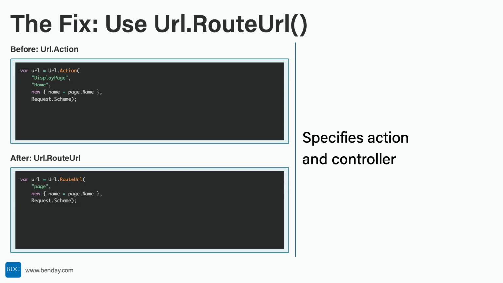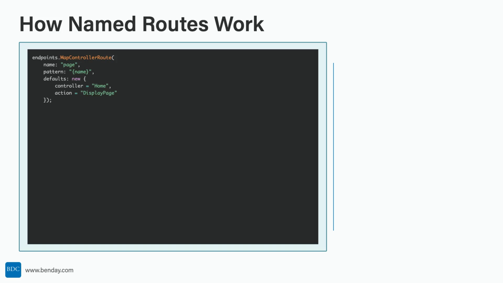The old code explicitly specifies DisplayPage and Home. It's saying, build me a URL to this action on this controller. The routing system obliges by constructing that literal path. For this to work, you need a named route in your routing configuration. Something like this. See that name parameter?